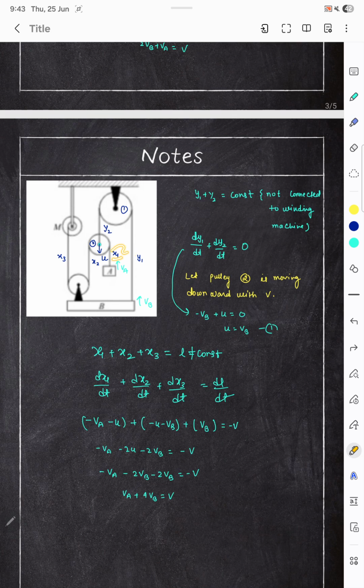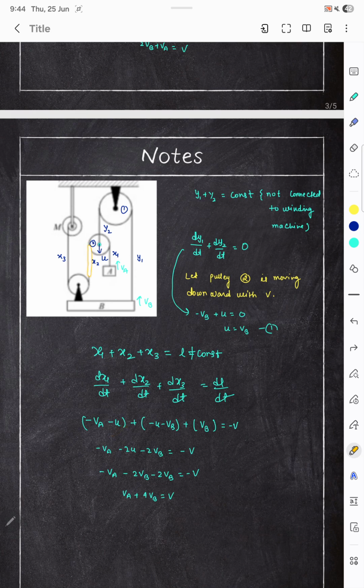Here x1 plus x2 plus x3 is equal to L and is not constant. I already explained why. Let's differentiate it: dx1 by dt plus dx2 by dt plus dx3 by dt equal to dL by dt. Here dx1 by dt represents the rate of change of x1 with respect to time, and we are considering the 2 points. This point is moving upward with velocity va, which tries to decrease the length x1, that's why it is considered as minus va. And this point is moving downward with velocity u, which tries to decrease x1, that's why it is also considered as minus u.